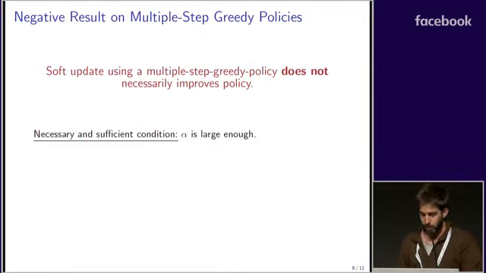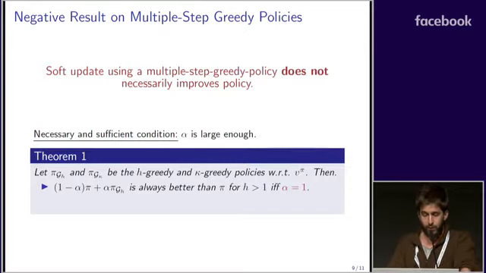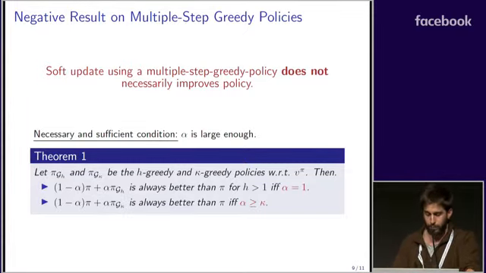And a bit more formally again, consider the h and kappa greedy policy that we saw earlier. The mixture policy with the h greedy policy, with h bigger than 1, is always better if and only if alpha equals 1. And for the kappa greedy policy, it is better if and only if alpha is bigger than kappa.